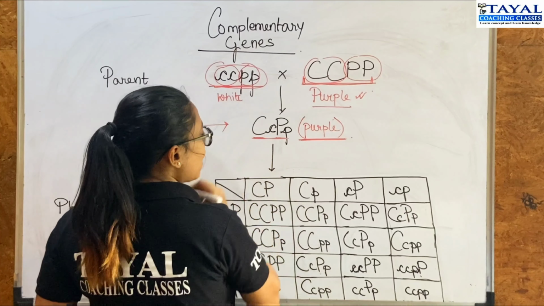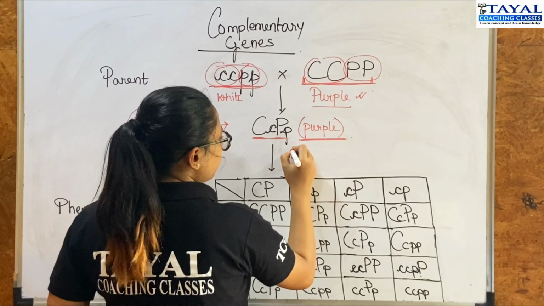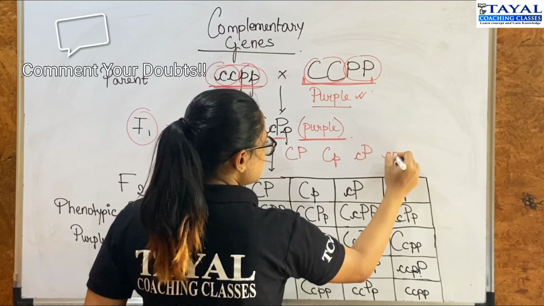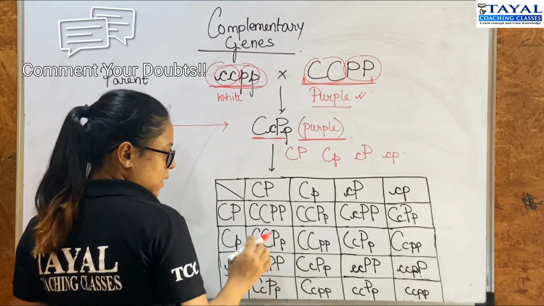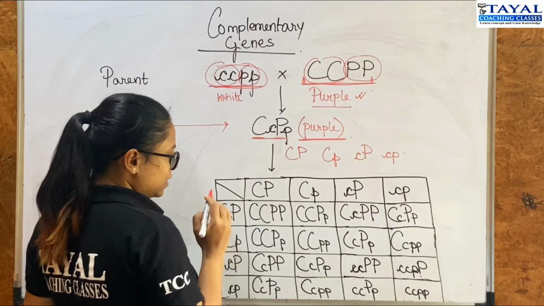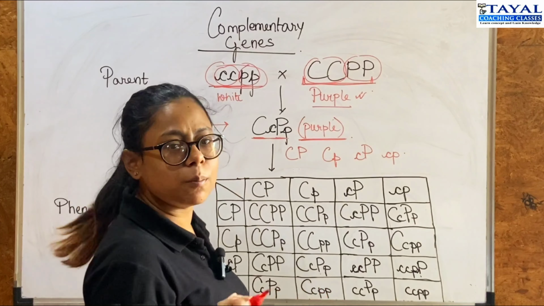If we look at the gametes that this can produce, then obviously there are four possible combinations: capital C, capital P, capital C, small p, small c, capital P, and small c, small p. So these are your four combinations, correct? When we cross them, this is the dihybrid cross that comes out. When we look at this cross, let's see how many of whites and purples we eventually end up getting.